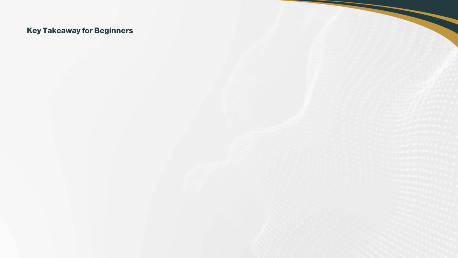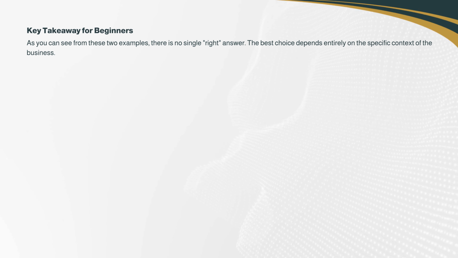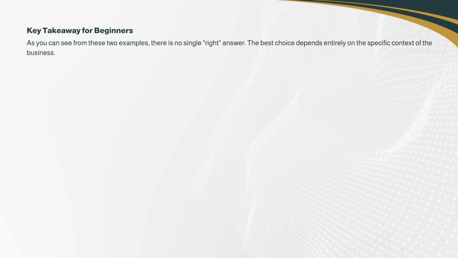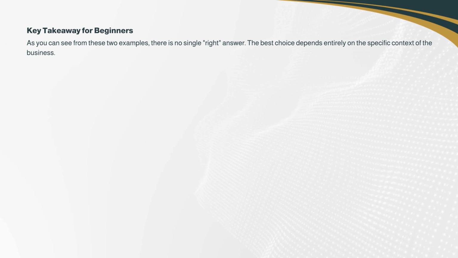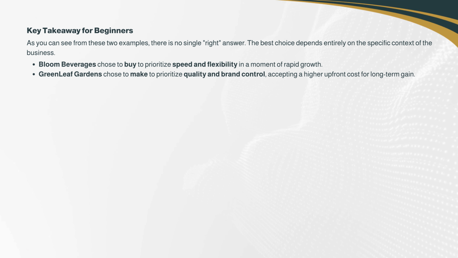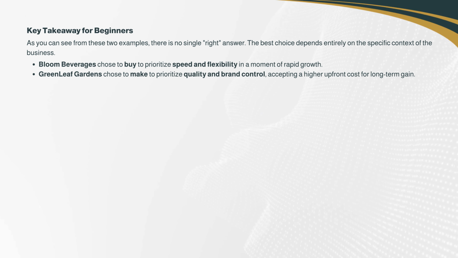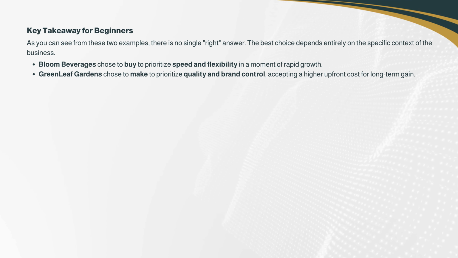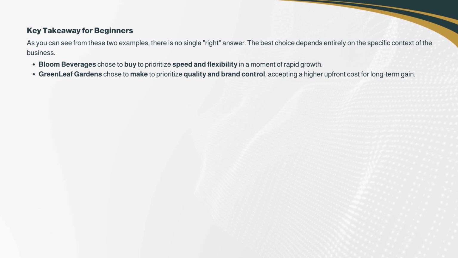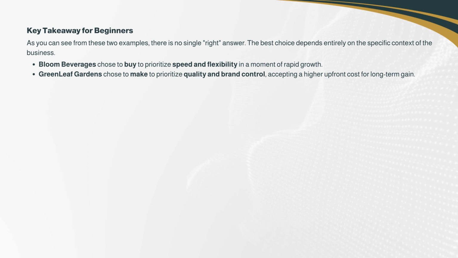Key takeaway for beginners: as you can see from these two examples, there is no single right answer. The best choice depends entirely on the specific context of the business. Bloom Beverages chose to buy to prioritize speed and flexibility in a moment of rapid growth. Greenleaf Gardens chose to make to prioritize quality and brand control, accepting a higher upfront cost for long-term gain.